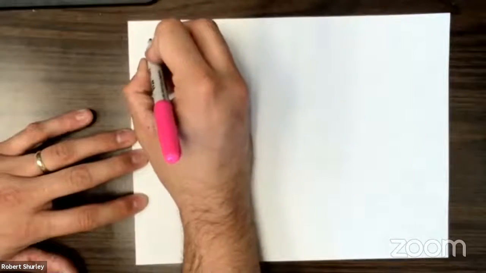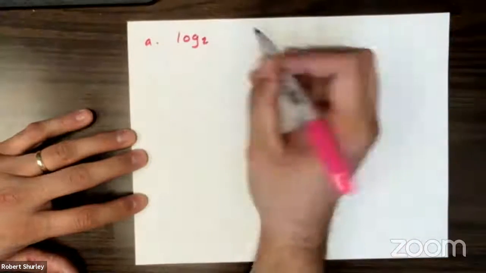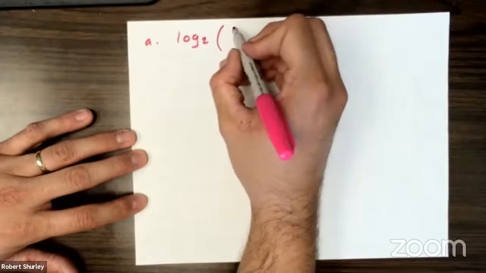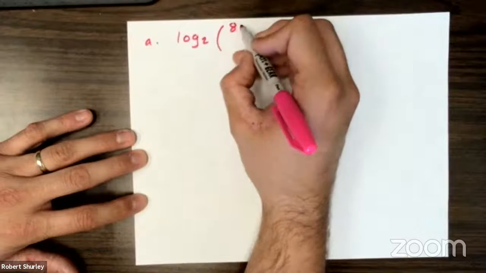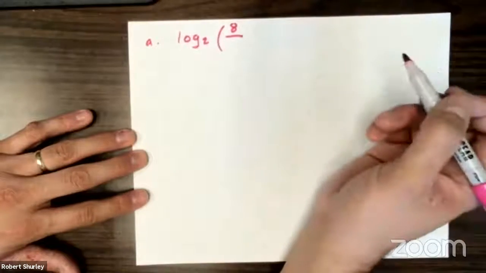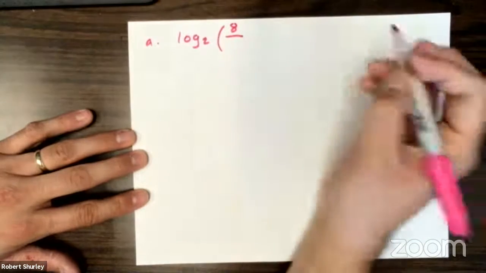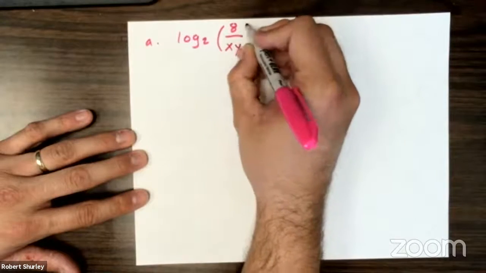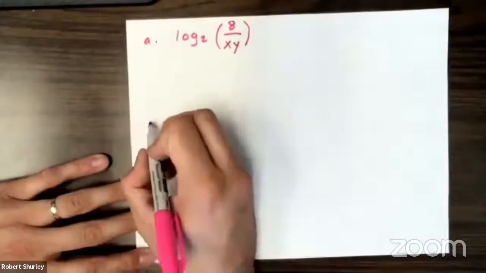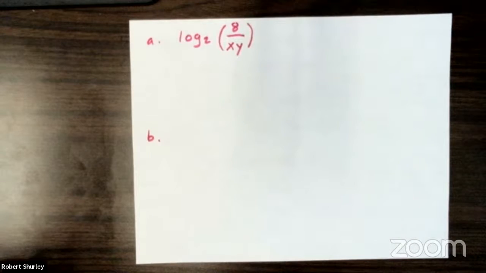Let's do one that I haven't really talked about. Let's say we've got log base 2 of 8 over, let's do 8 over xy. It's a little different. And then let's do another. I'm going to choose one from the homework to make sure I'm not choosing some that are just totally in left field.